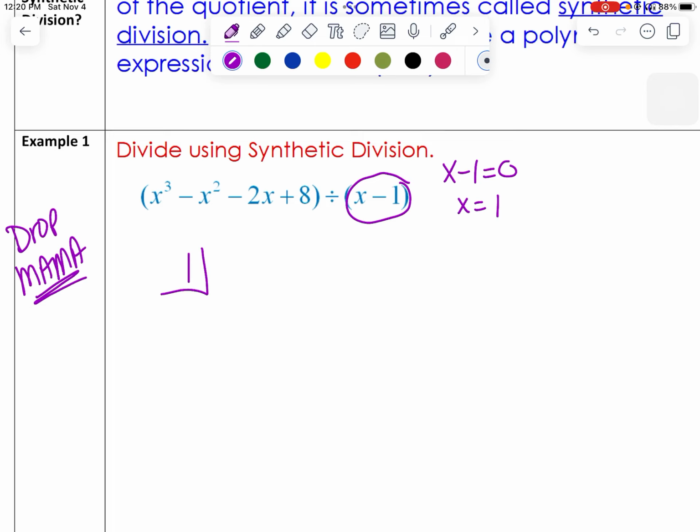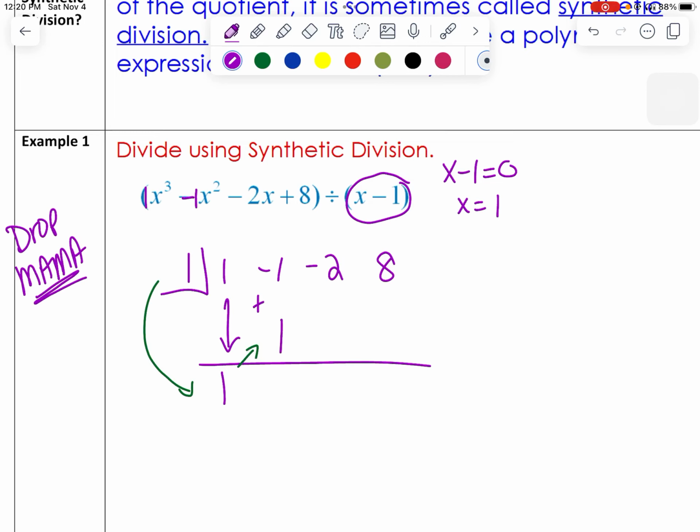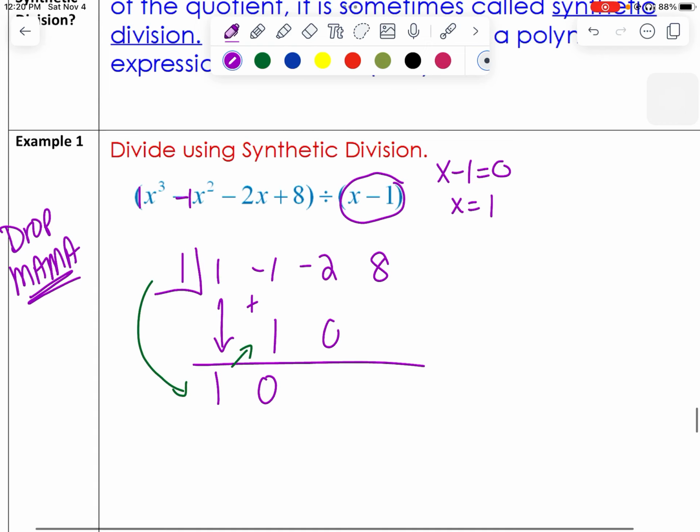So that's what you're going to be plugging in for x. Then you take your coefficients and make sure that you have a spot for everyone: 1, then -1, then -2, and then 8. I went x cubed, x squared, x, constant, so I'm good. Then you drop down the first one, and then you multiply. 1 times 1 is 1. Then we add -1 and 1, which is 0. And we start over. Multiply: 1 times 0 is 0. -2 plus 0 is -2.